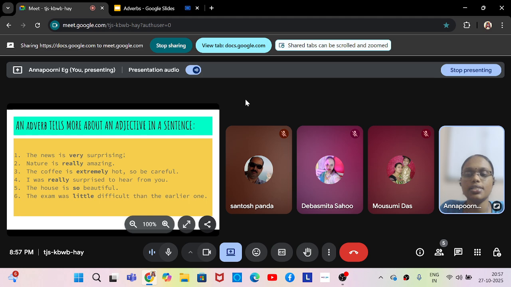And the last one is the exam was a little difficult than the earlier one. So here, difficult is the adjective, little is the adverb. Meaning to say that it was a bit tough than the earlier one. It was tougher than the earlier exam.